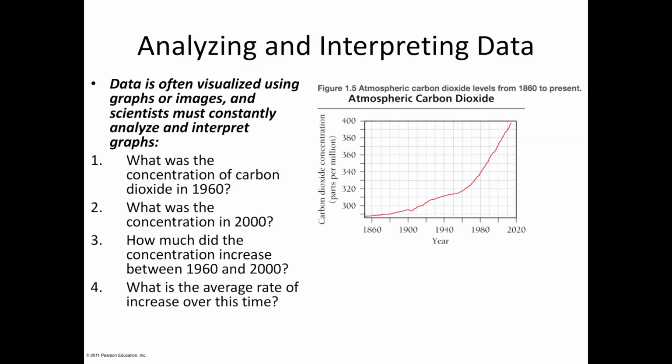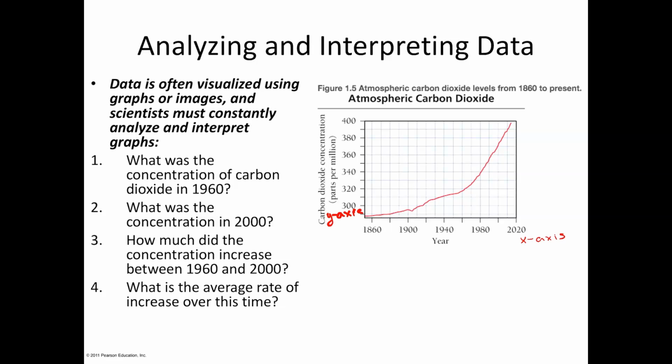What was the concentration of carbon dioxide in 1960? So let's see, my year is on my x-axis. This is my x-axis, and my carbon dioxide concentration in parts per million is my y-axis. So I'm asked, what was the concentration of carbon dioxide in 1960? Okay, so I'm looking at 1960.